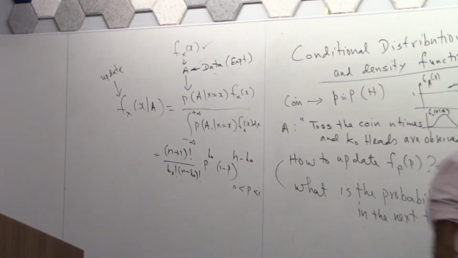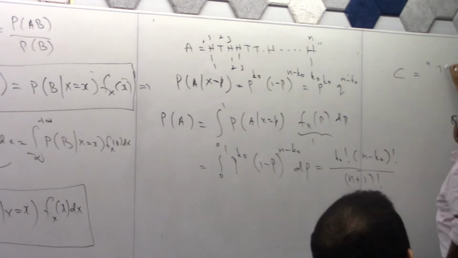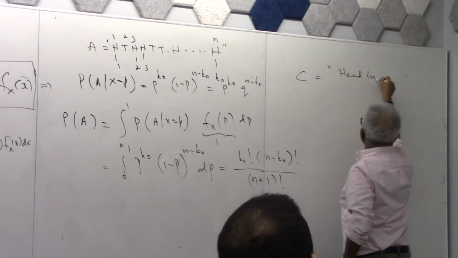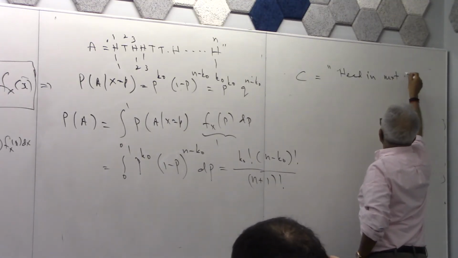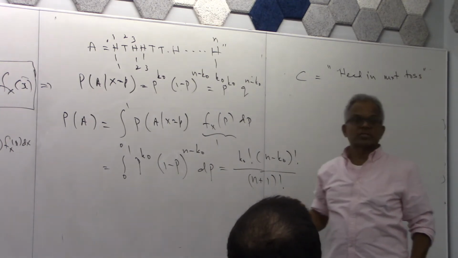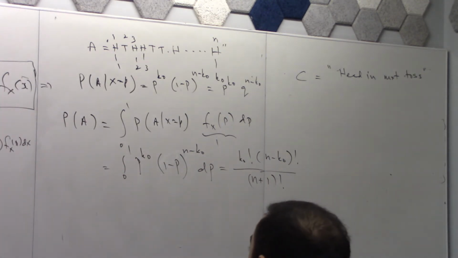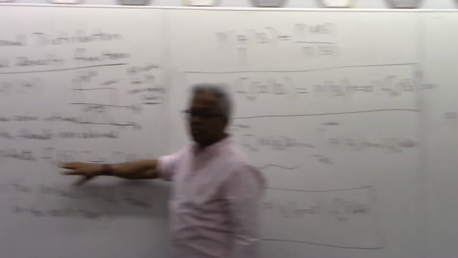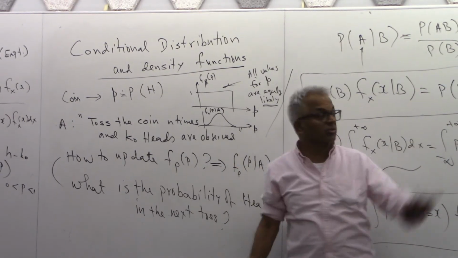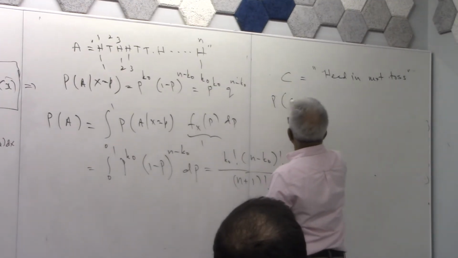All right, so let me define C to be the event of a head in the next toss. You have to realize the context. We are not here. We spent a lot of money, collected the data, we are here. We got the new density function. So when you say head in next toss, the next is after collecting all this data, so we want the probability of C.